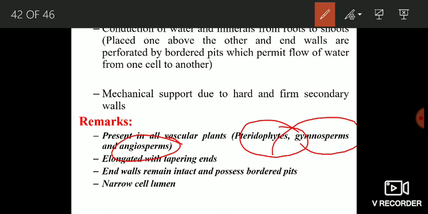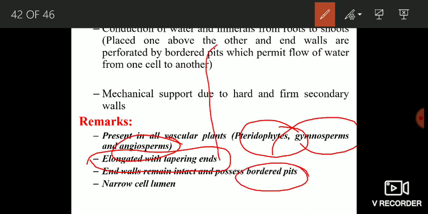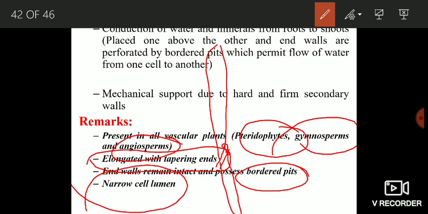These cells are elongated and they possess tapering ends, okay. This is the second important feature. Their end walls remain intact and possess bordered pits. जो इनके end walls होते हैं, I have already told you, they are intact and they possess bordered pits, and because of those bordered pits, they form the continuity and help in the transport of material from one cell to another cell, okay. And they possess a narrow lumen as compared to the vessels, which we are going to discuss in the next part, okay. This is all about tracheids. I hope you all understand this.